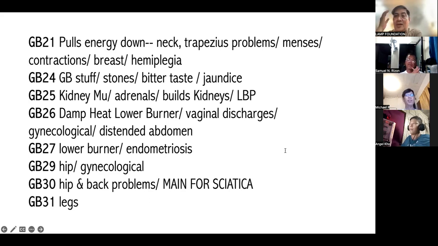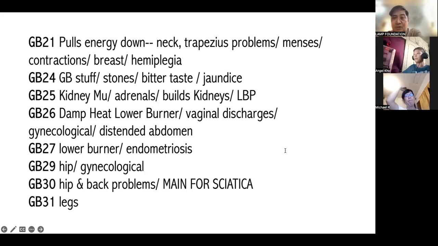Especially if you got very angry or stressed, your energy goes up. So, for the neck, trapezius problems, menses, contractions, breast, hemiplegia. GB24, for any gallbladder issue, gallbladder stones, bitter taste. You know that's anger, right? Gallbladder 24, that's liver yang rising or liver fire.